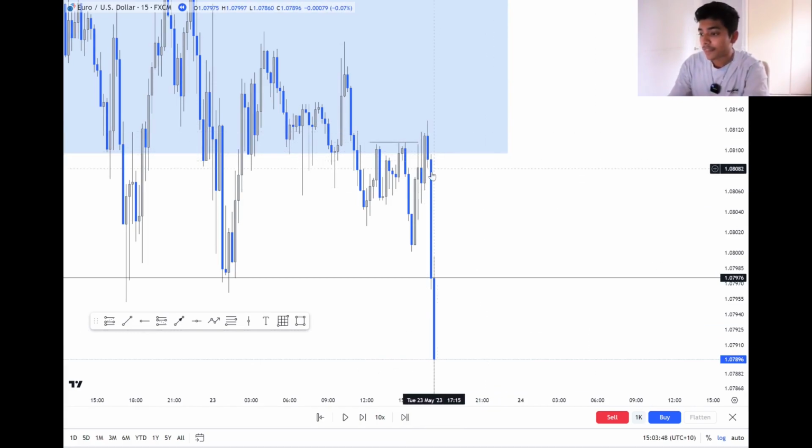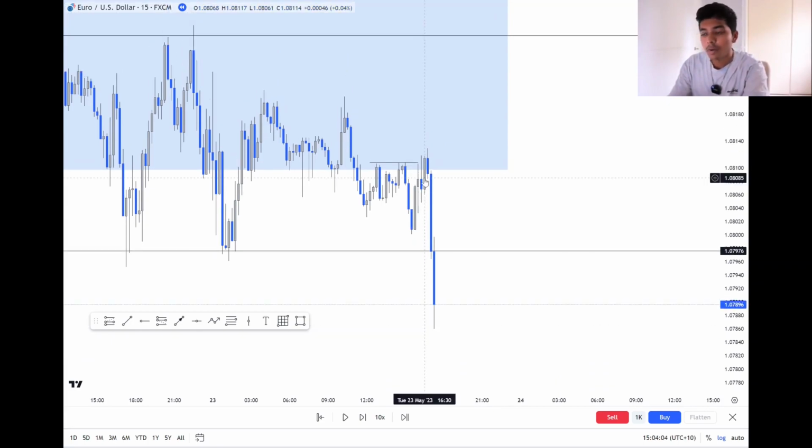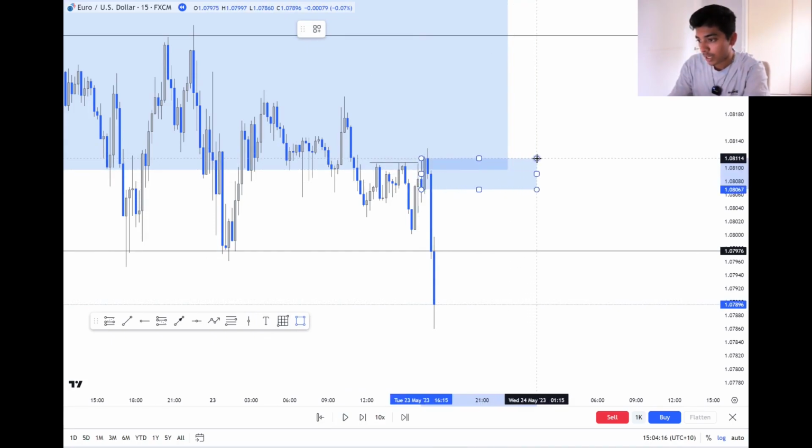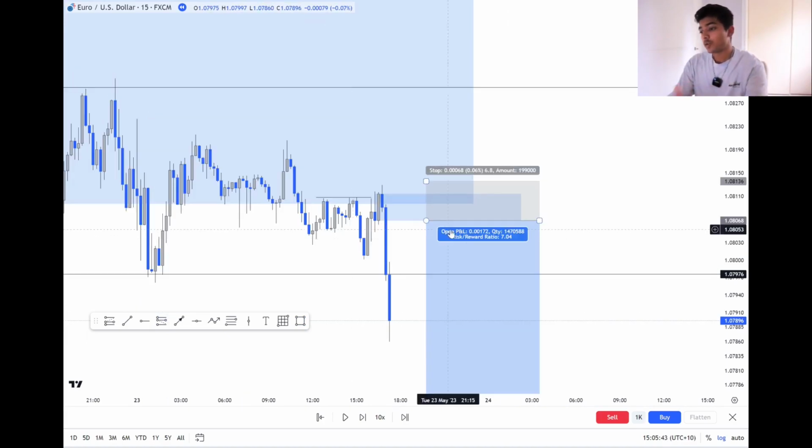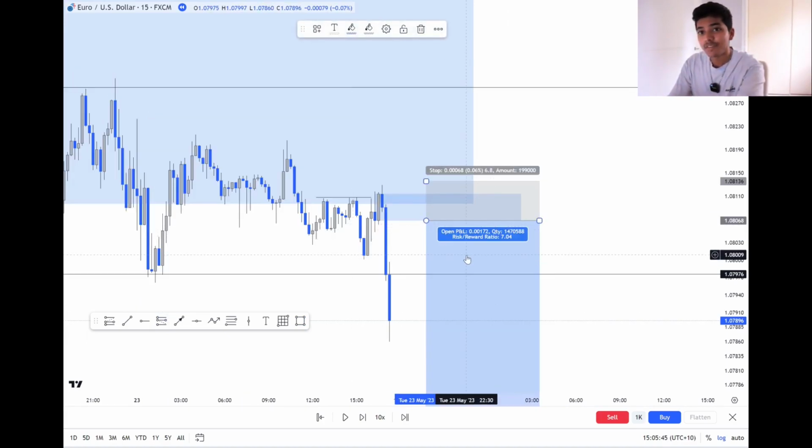So this is why this supply zone right here was valid for me. So how do we mark out the supply zone? We mark it out by essentially looking for the last up move before the huge down move right here. In this particular case, it's going to be this 15-minute order block right here. And we can set up our entry right here. And this now gives you a risk reward ratio of 7 to 1.